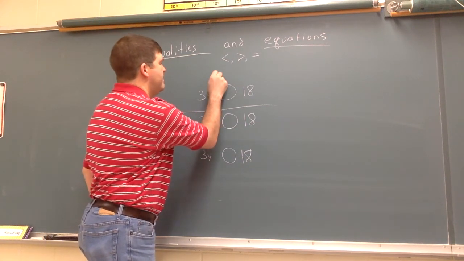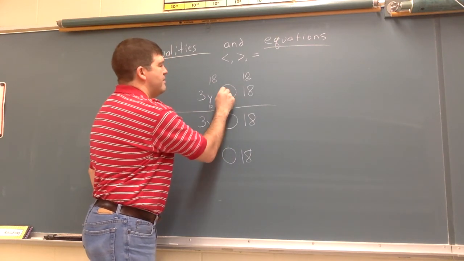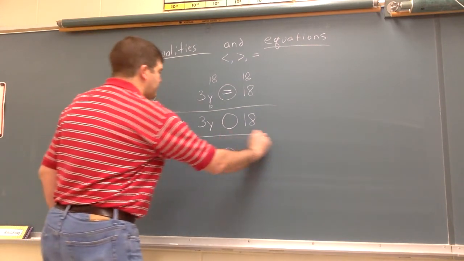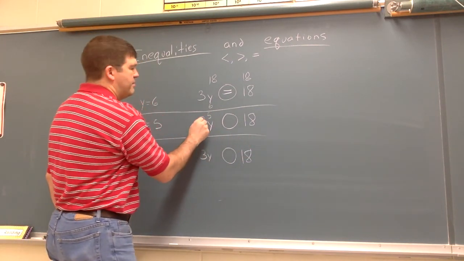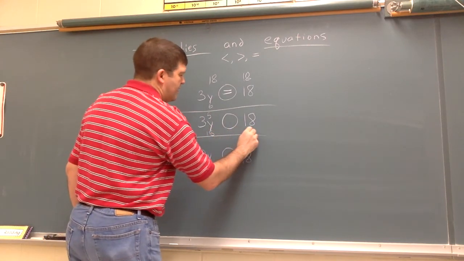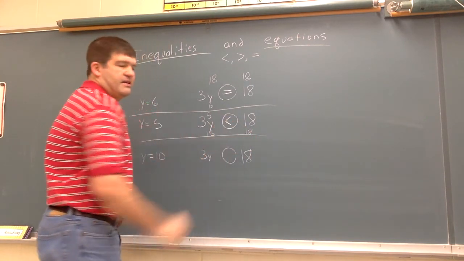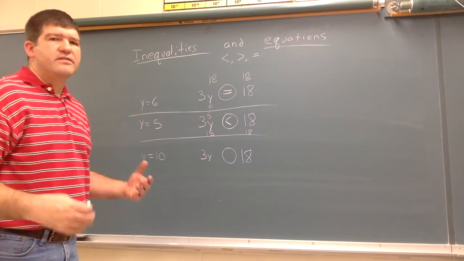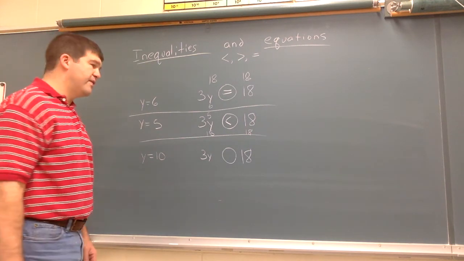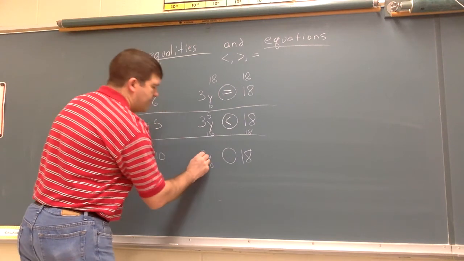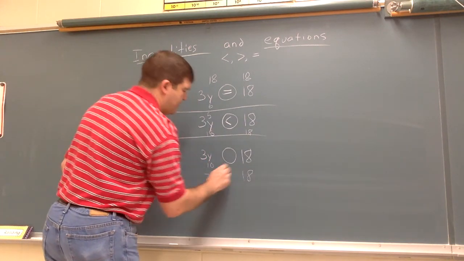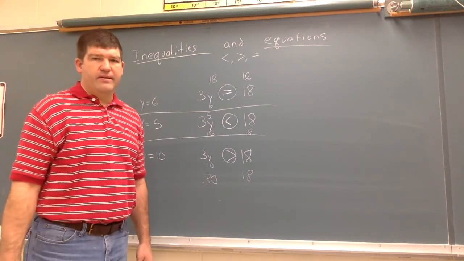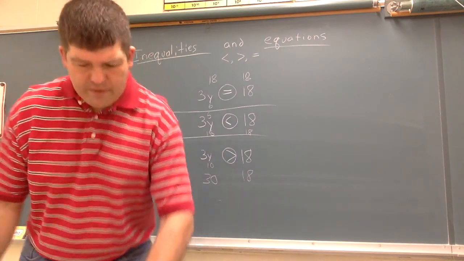3 times 6 is 18, and this is 18. And right away I know that that is equal. All right, let's go to this next one. If y is 5, it's going to be 3 times 5, which is 15, and I have 18 here. This is less than 18. So it's just plugging in whatever the variable is, solving, and seeing which one's greater, less than, or if they are equal. If y is 10, 3 times 10 is 30. Compared to 18, this is much greater than. Okay? So that's inequality. Let's do one more of those.